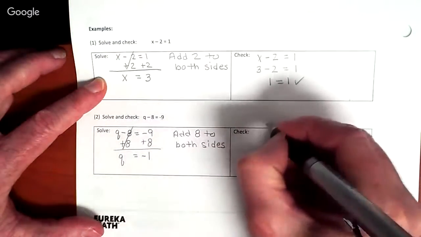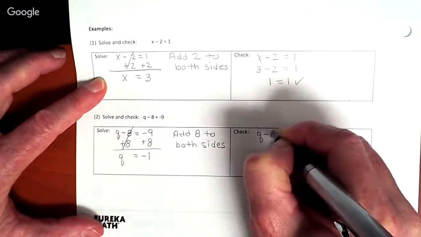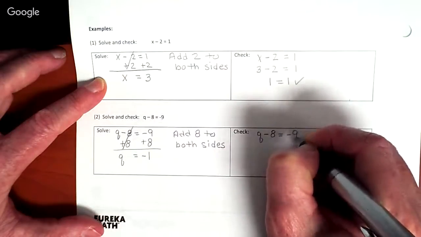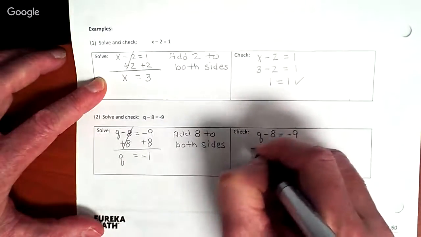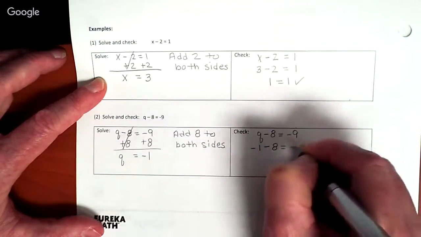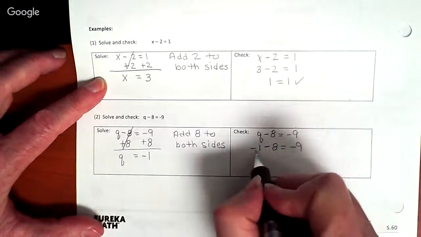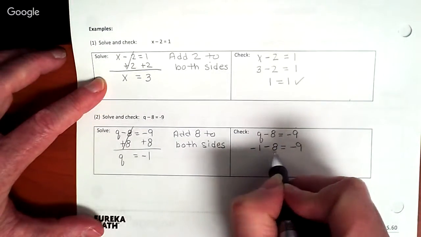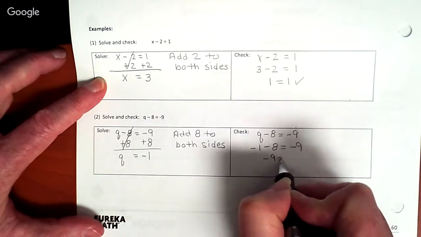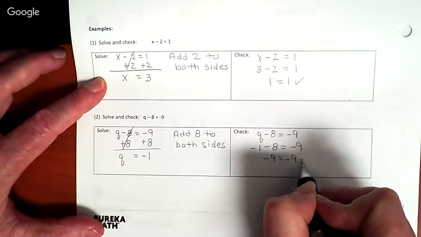To check our work, we have q minus 8 equals negative 9. So to replace q, negative 1 minus 8 equals negative 9. So here we have negative 1 minus 8 in our calculators, which will equal negative 9. So is that what we are looking for? Yes. And that's my answer.